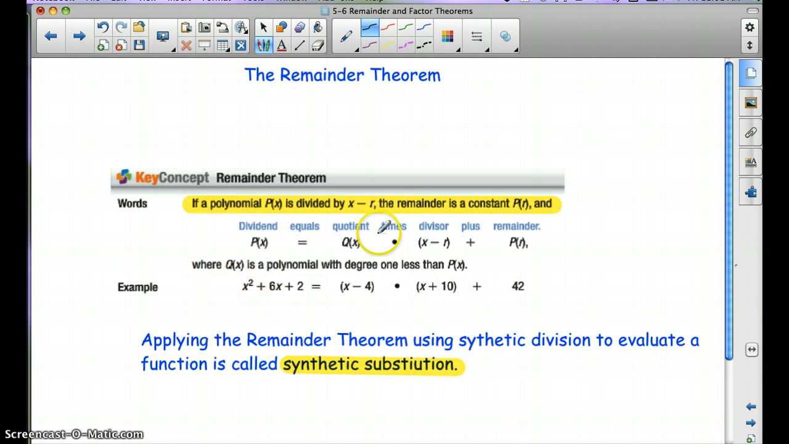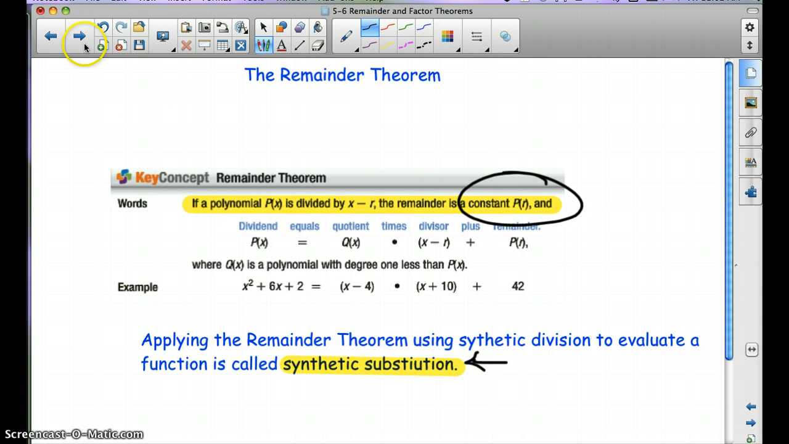So the remainder theorem, this is the proper way to say it. If you want to write this down, you can. Otherwise, the examples will be good enough for you. The remainder is the constant P of R. And yeah, so you just use synthetic division. And this is called synthetic substitution, that process.